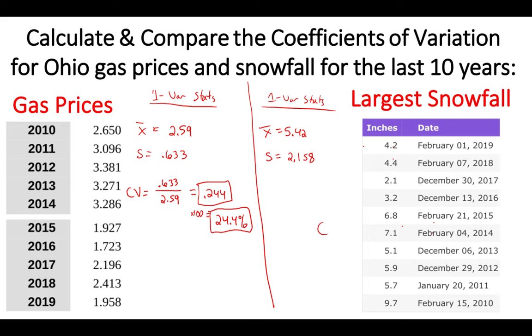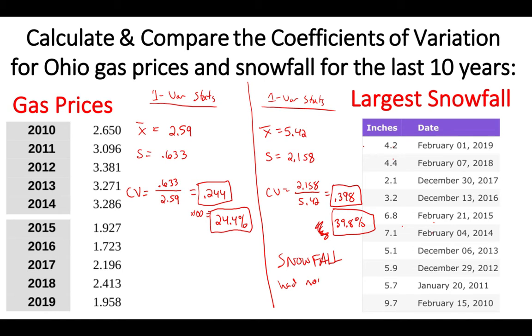All right, and then we can go ahead and do our coefficient of variation. So we do our standard deviation, 2.158, divided by our mean, 5.42. And that's going to give us 0.398, which is equivalent to 39.8%. So now we can make our comparison. Which one has more variation? Did snowfall vary more or gas prices vary more? And the answer is snowfall had more variation because it has a higher coefficient of variation.